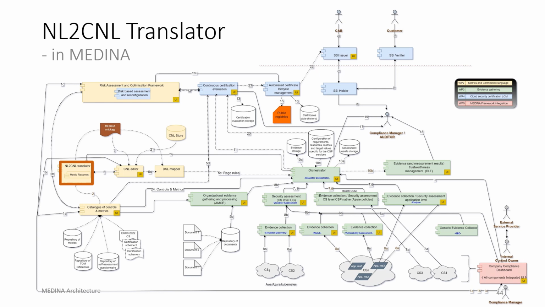This diagram shows how the NL2CNL Translator fits in MEDINA. The input data comes from the catalog, requirements and metrics, and from the orchestrator, to obtain the link to the cloud service to be evaluated. The output are REO objects that are sent to CNL Editor for modifying obligation information.